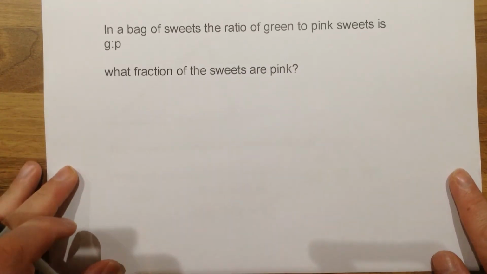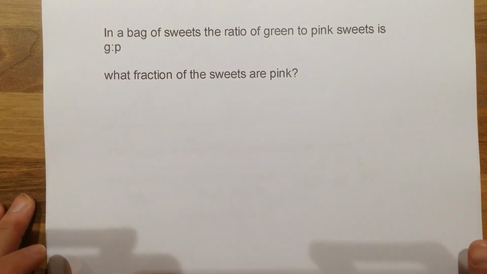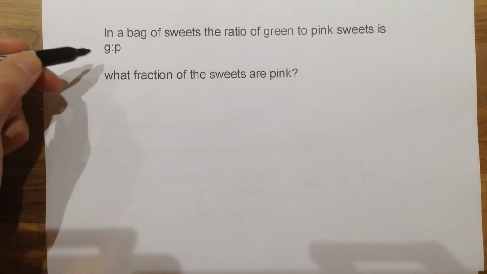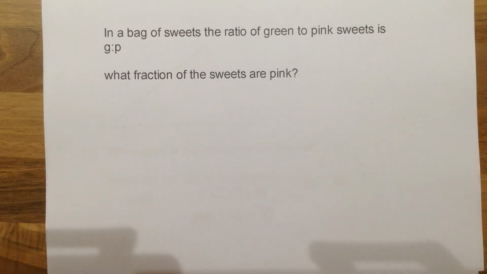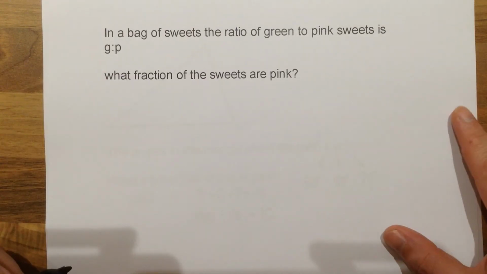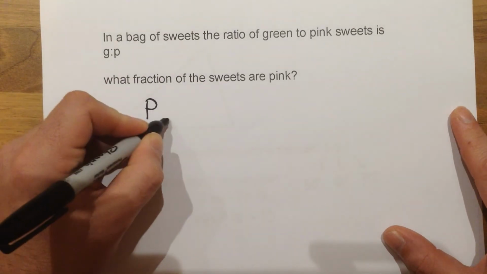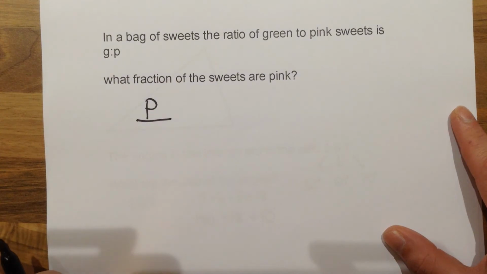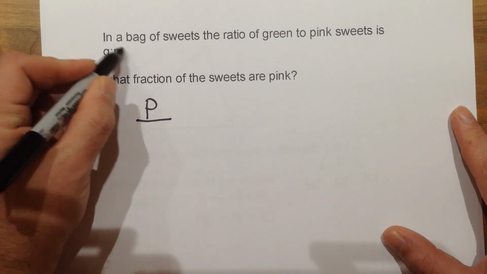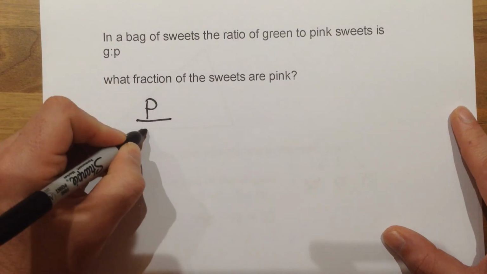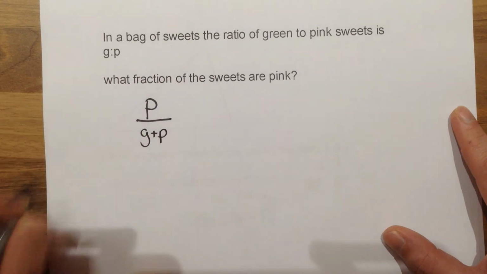Staying with ratio for the next question, we've got this. In a bag of sweets, the ratio of green to pink sweets is G to P. G representing green, P representing pink. The question wants us to find the fraction of sweets that are pink. With P representing the number of pink sweets, it is P over, and the number at the bottom is the total number of sweets. So if there's G green sweets and P pink sweets, we would have G plus P.